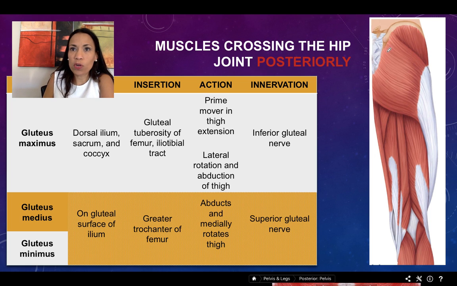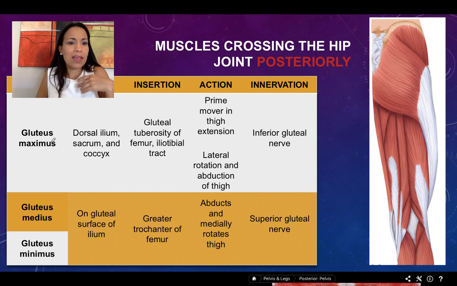Okay, so we're going to describe this group of muscles, which are the gluteal muscles, the ones that make your buttocks. So we have three of these muscles. The bulky one, and the biggest of them, is this one, which is the gluteus maximus. Gluteus maximus. It reminds me of Optimus Prime. I don't know why. So gluteus maximus.